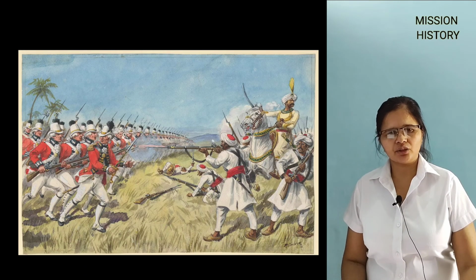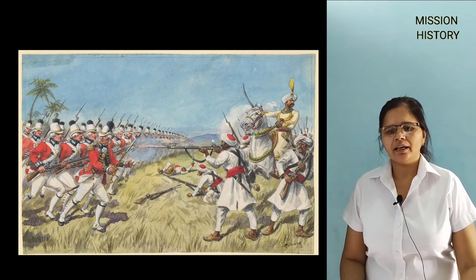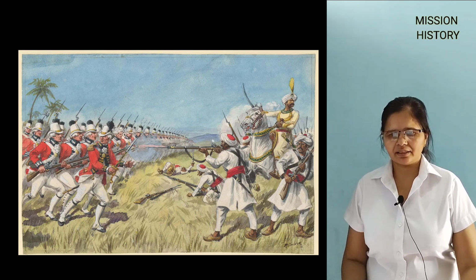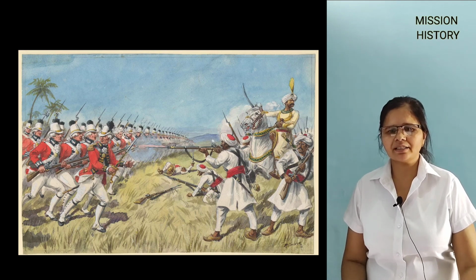The third device used by the Britishers was direct wars, such as the Battle of Plassey, Battle of Buxar, and wars against Tipu Sultan, Marathas and Sikhs. That's all about the devices used by the British East India Company to control India.